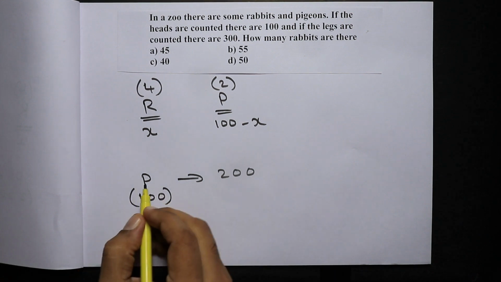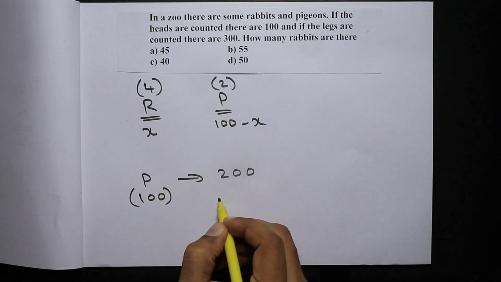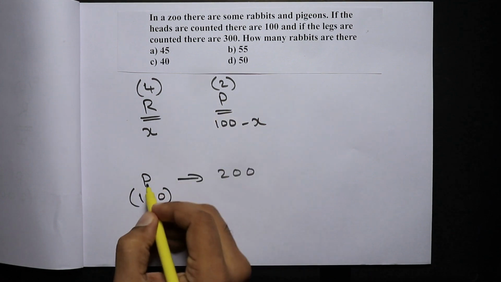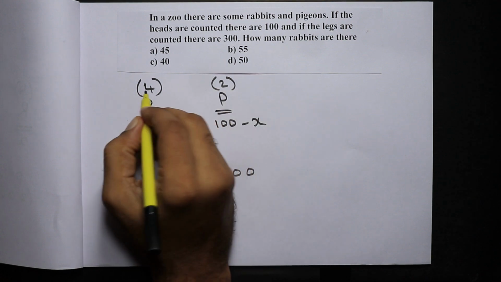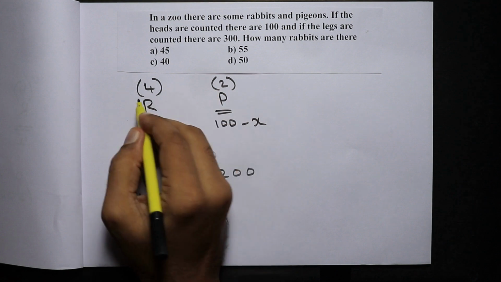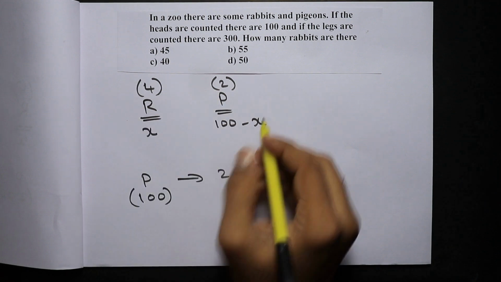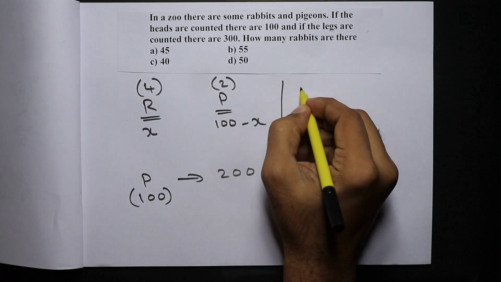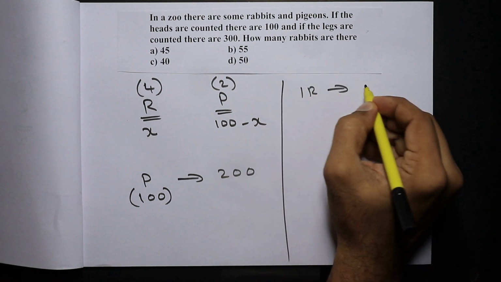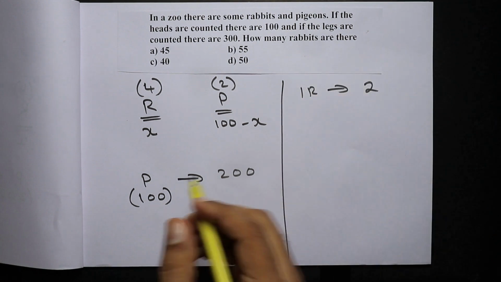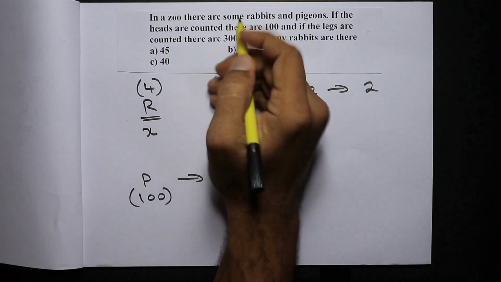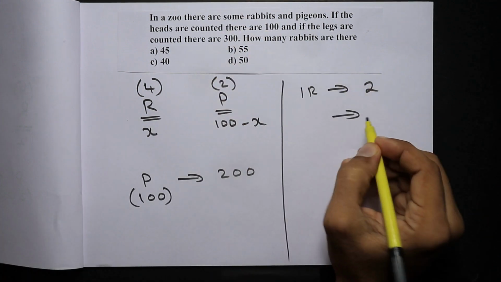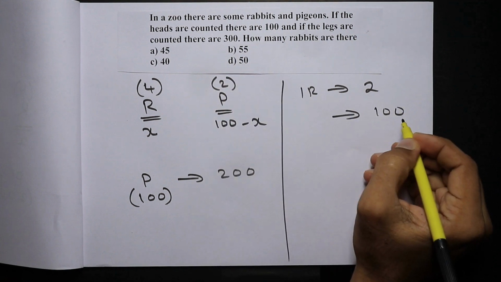Now if you replace one pigeon with a rabbit, you will have extra 2 legs. Because you are removing one pigeon, then 2 legs less, and you are adding a rabbit, so it will be plus 4. So minus 2 plus 4, so an extra 2 legs will be there. So for each rabbit that is there, there will be extra 2 legs. Now if all of them are pigeons, there will be 200. Now actually there are 300. That is, the number of legs is 300, that is 100 more.